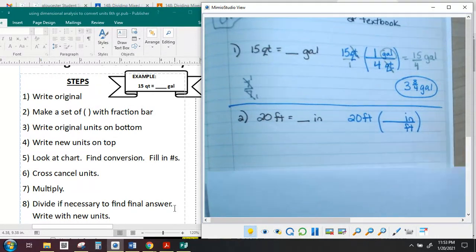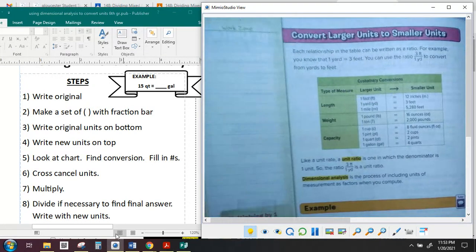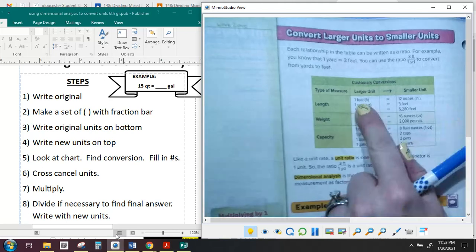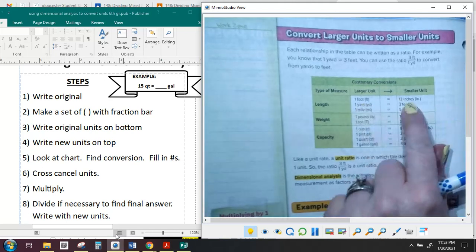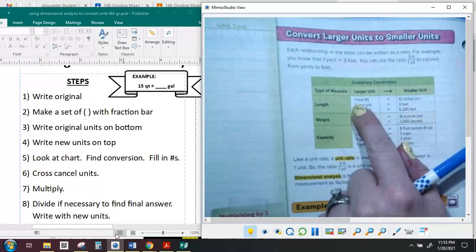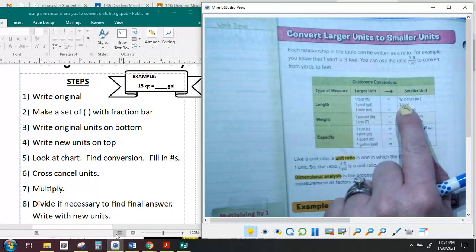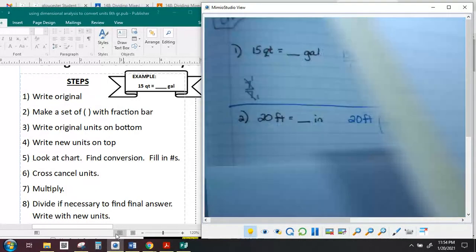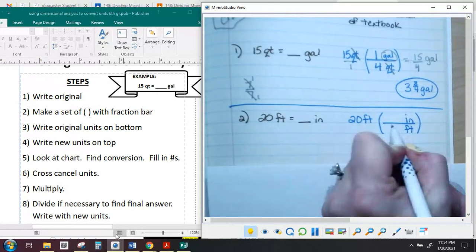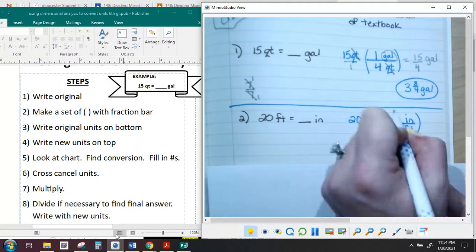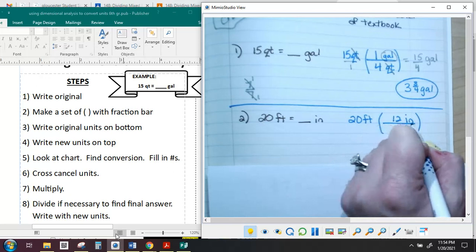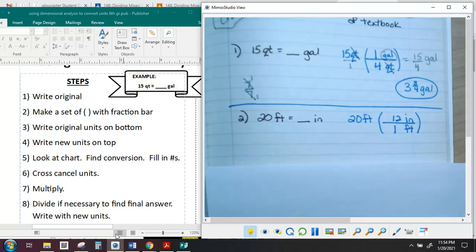Step 5, look at the chart and find the conversion. All right, let's see. We're going from feet or foot to inches. So there's foot, up, and there's inches. Got it on the first one. So 1 foot, 12 inches. You put the numbers where the labels are. Sometimes it'll be backwards of what you say. Just follow where the labels are.